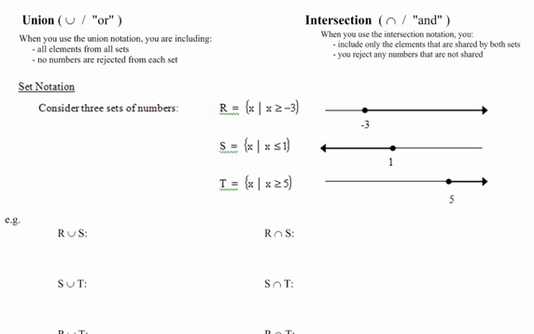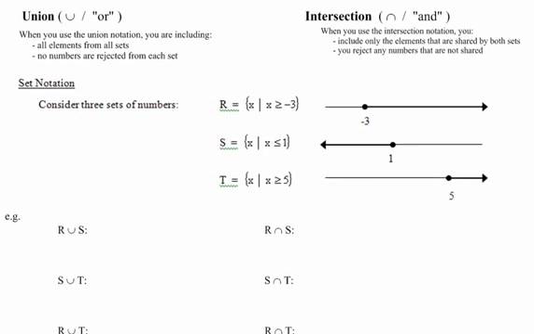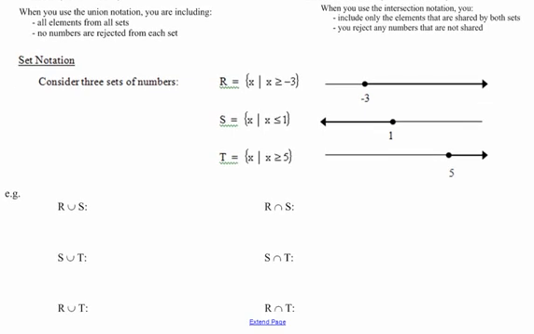Let's consider these two sets. We have set R, which is from negative 3 to infinity. We have set S, from negative infinity to 1. And then set T from 5 to infinity. Let's look at the union of R and S. If we do a number line, we're going to put on R, which has negative 3, and it's greater than and including negative 3. So that's R. And S starts at 1, and it's less than 1, including 1 and less than 1.